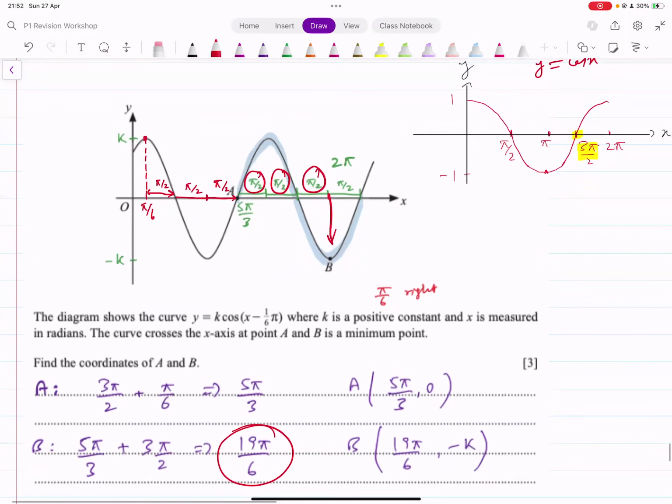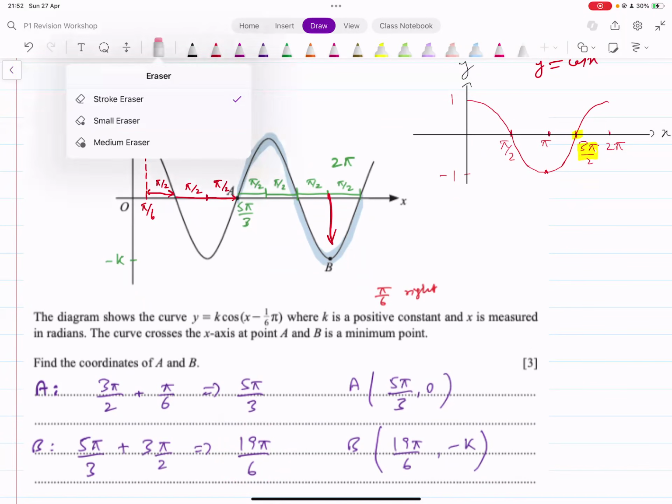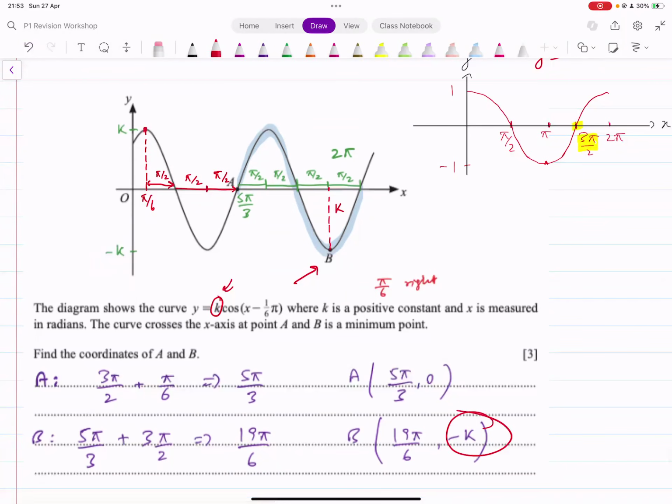The coordinates of B, therefore, what are they going to be? The x coordinate is 19 pi over 6. What about the y coordinate? The function that they've given has k multiplied outside. So that means k is the amplitude of this graph. If k is the amplitude, this point is k units below the x-axis. So what's that point going to be? That's minus k. The y coordinate therefore turns out to be minus k.